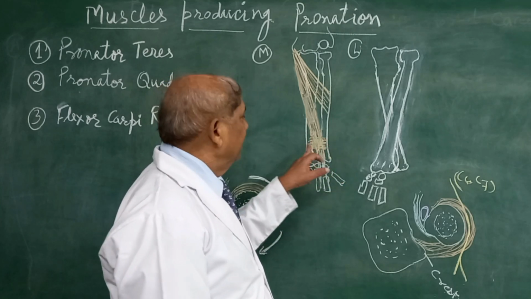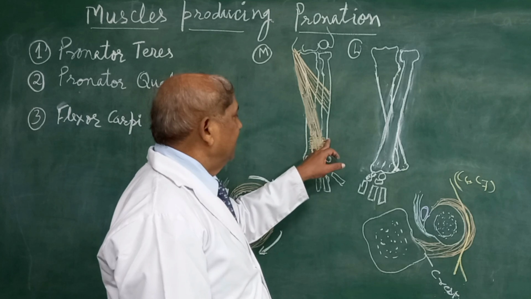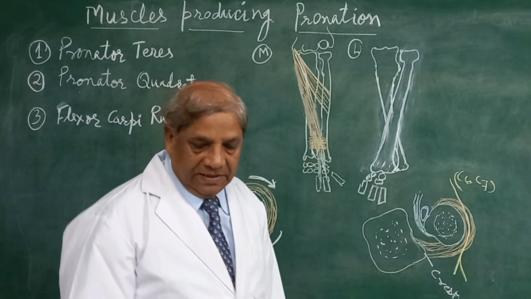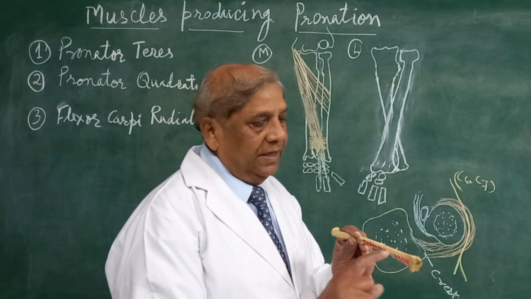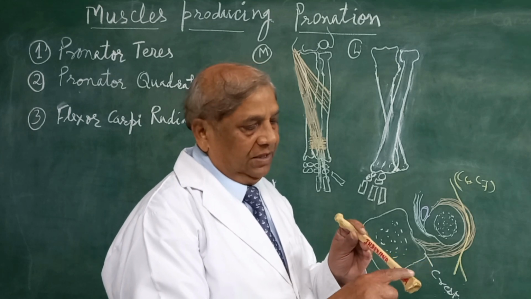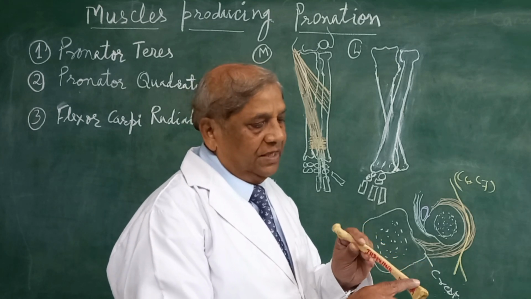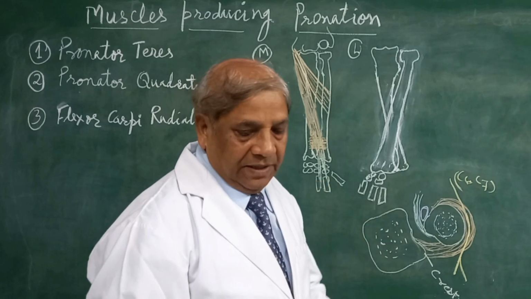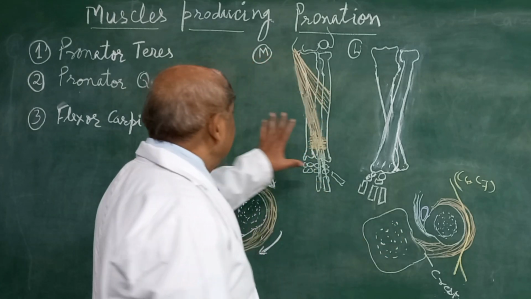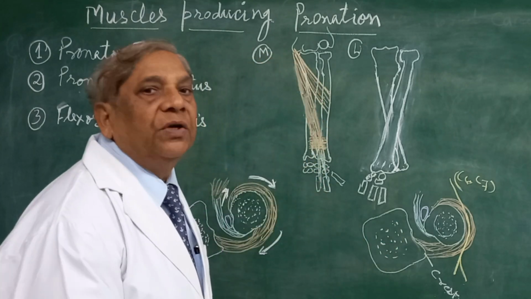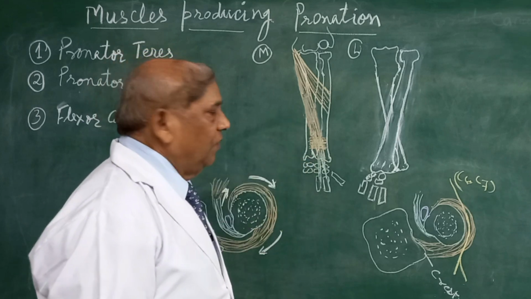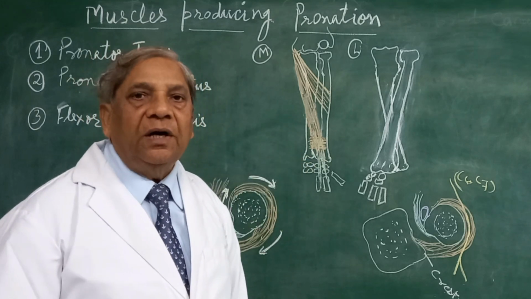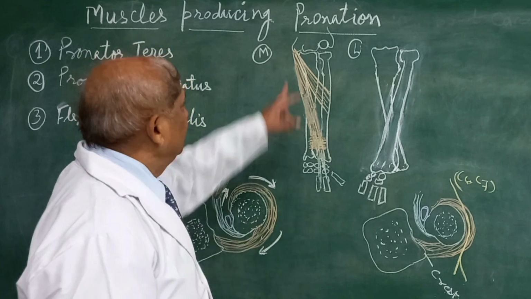Horizontally they are going, and then they are attached onto the anterior as well as onto the lateral surface of the radius, right up to this crest, the ridge, onto the anterior aspect and to that of the crest. These are the three muscles which are producing the pronation. Let us see what will happen in the movement of the pronation.